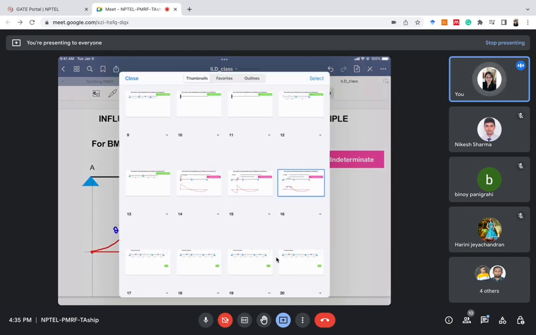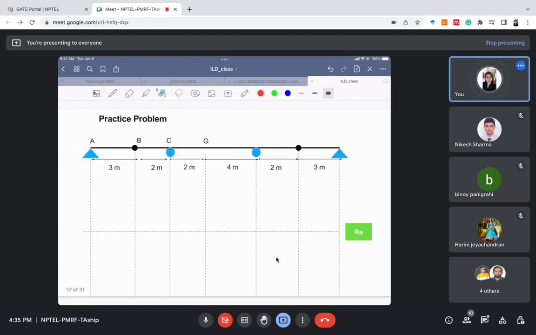Now, before we move towards the GATE problem, let's do one more practice problem. Let's quickly draw this. Okay, if we are required to determine the ILD for reaction at A, it looks like a very complex problem, but it's very easy. The steps are the same.